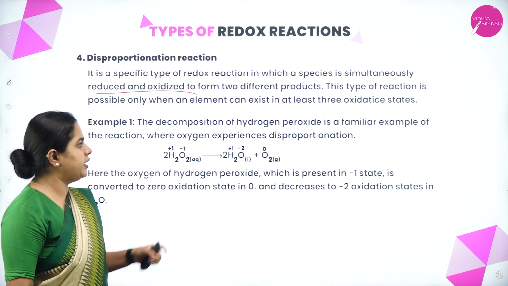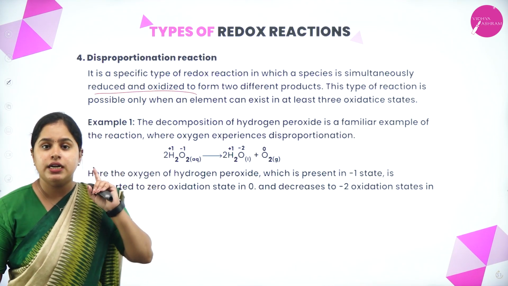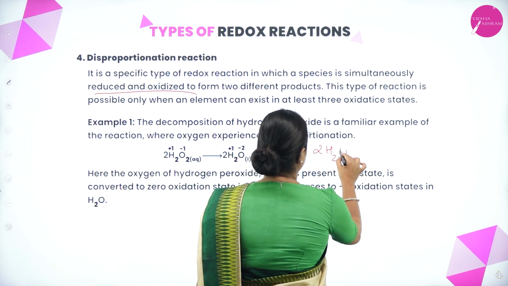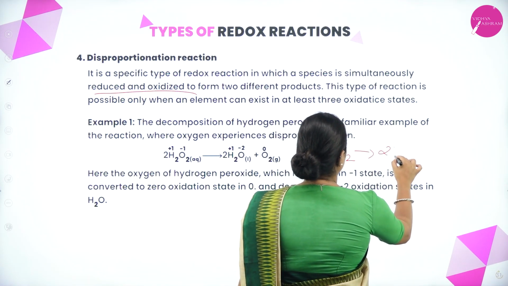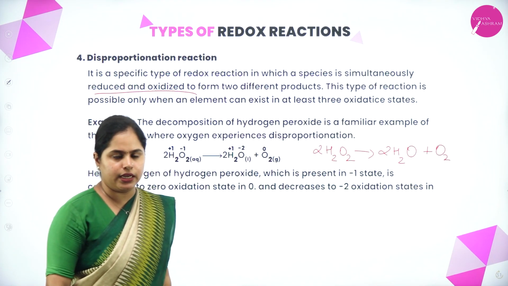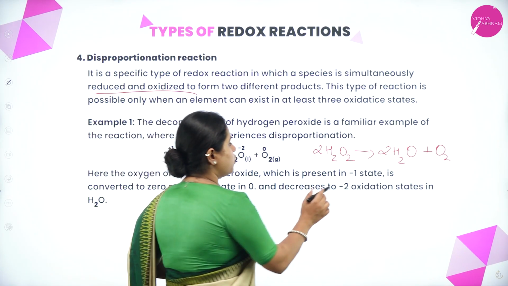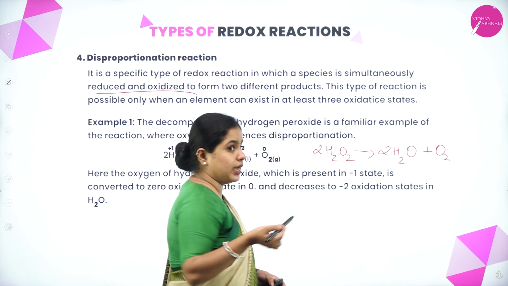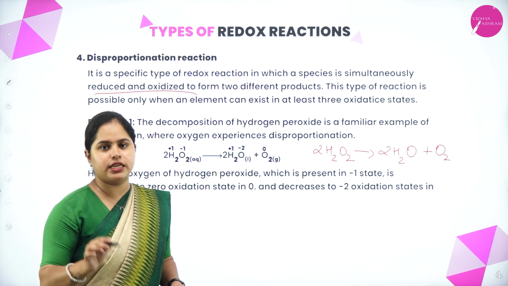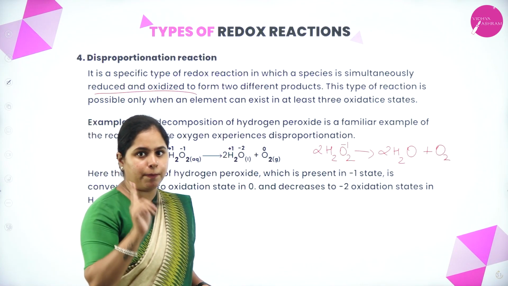The decomposition of hydrogen peroxide is a familiar example of the reaction where oxygen experiences disproportionation. So let's take the example of this. 2 moles of hydrogen peroxide gives 2 moles of water and O2, oxygen gas. So what is happening here? Let us understand by first calculating the oxidation number itself. So in hydrogen peroxide, it is a peroxide here. So you have to be careful. Oxygen's oxidation number will be -1, right? It is not -2. It is a peroxide.